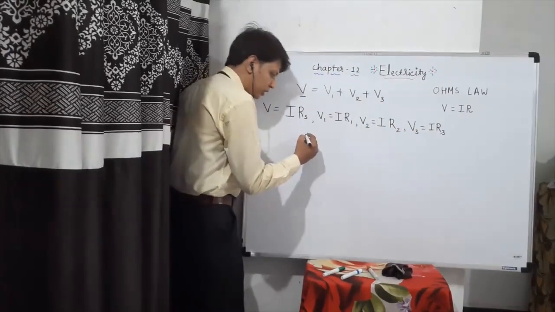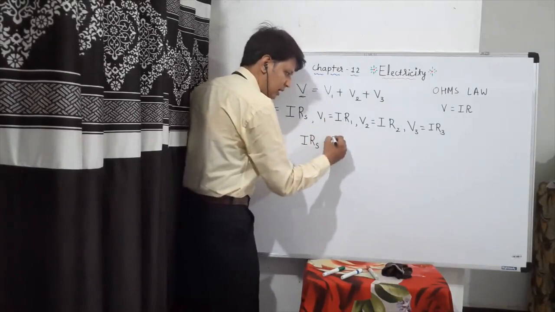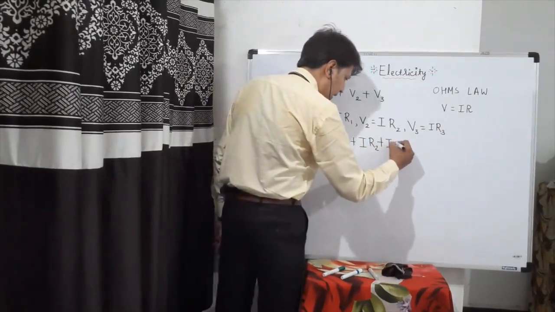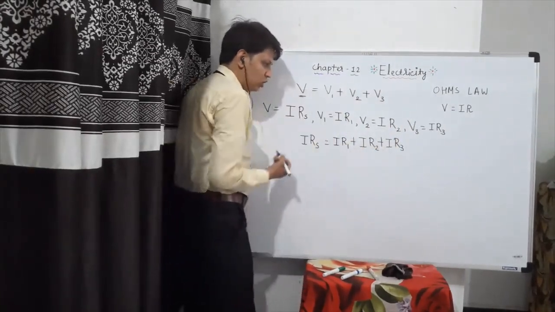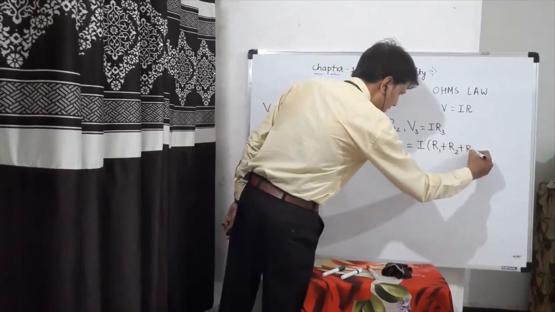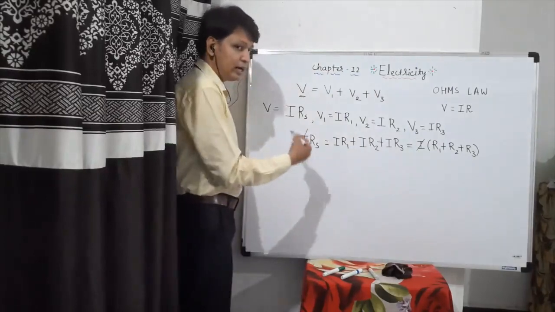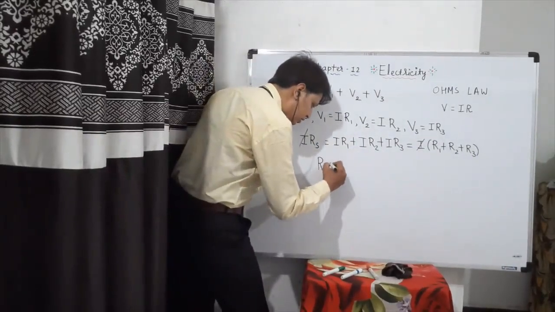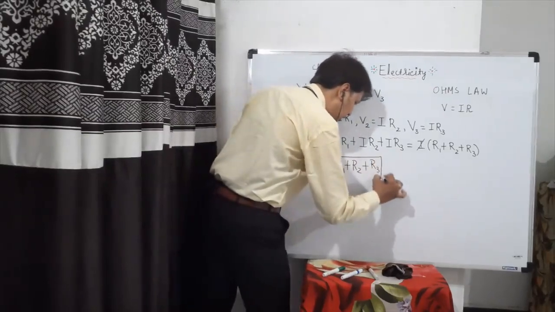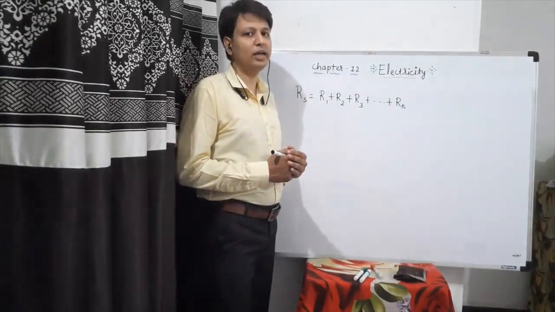Now substituting these values in the above equation, we get I Rs is equal to V1 plus V2 plus V3, which means IR1 plus IR2 plus IR3. Taking I as common from these terms, I Rs is equal to I times R1 plus R2 plus R3. So I can cancel out I from both the sides and get the equation for series combination, Rs equal to R1 plus R2 plus R3. This is the equation for n number of resistors which are connected in series.